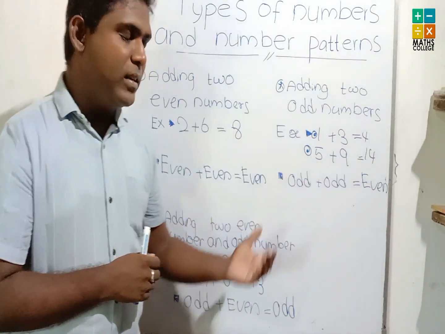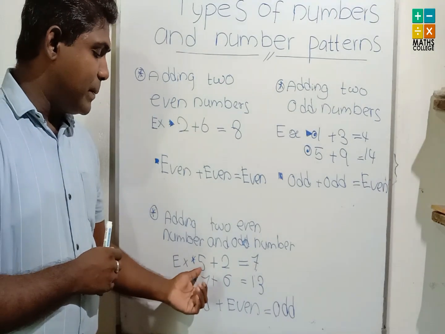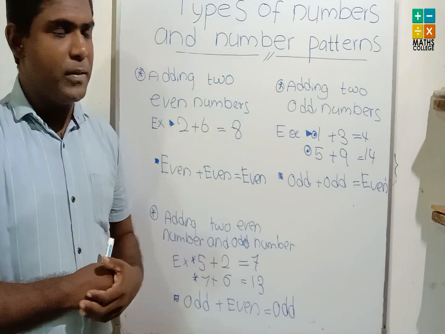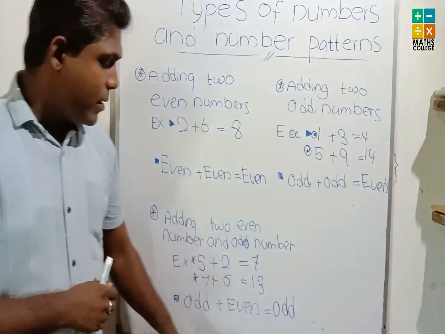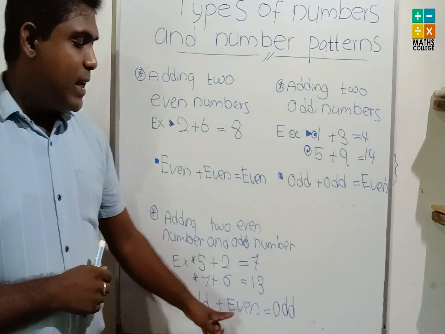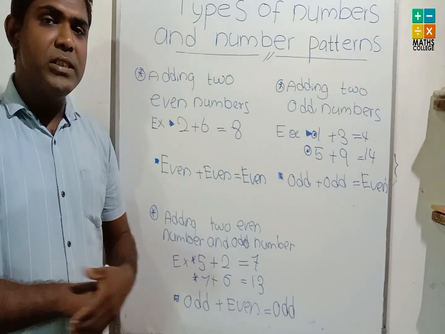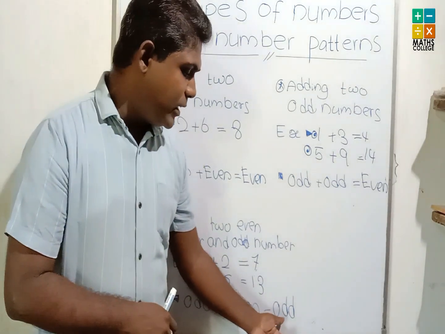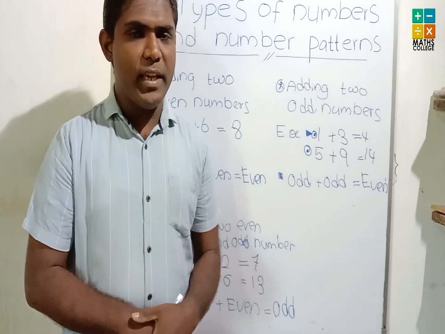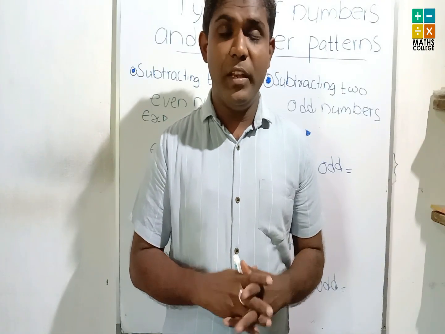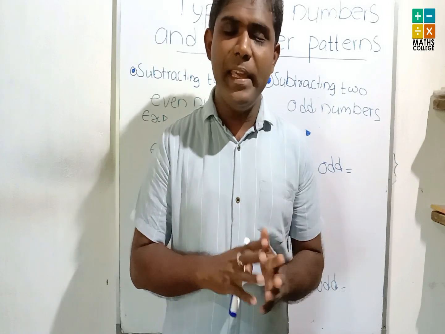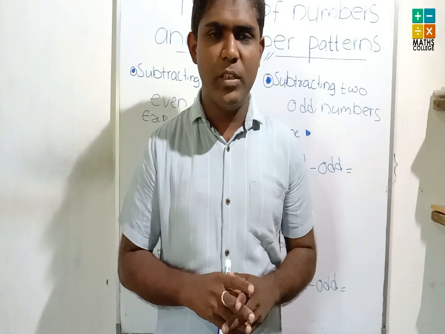I think now you have an idea about adding even numbers to each other, odd numbers to each other, and odd and even separately. Even, even, even. Odd, odd, even. But odd addition even number is what? Odd number. Okay? Good. Then we learned about adding even numbers and odd numbers.